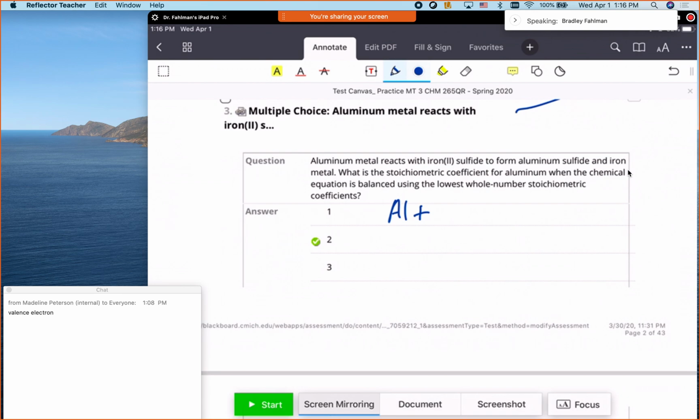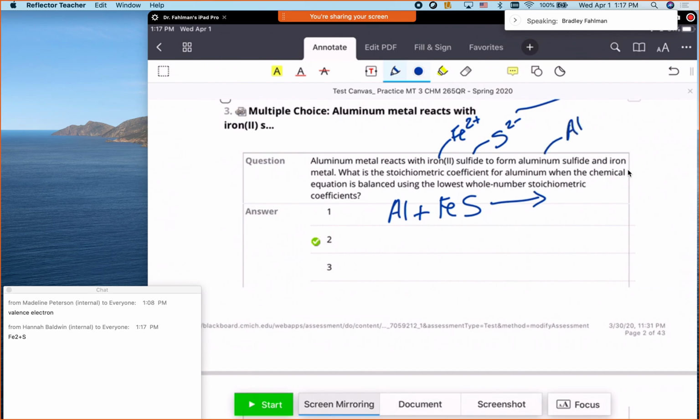So iron 2 sulfide, what is that formula? Okay, so remember that 2 implies that it's a 2 plus charge. And then what is sulfide? So sulfide is 2 minus, right? So it's just going to be FeS. So it's aluminum plus FeS, and then you're going to form aluminum sulfide.